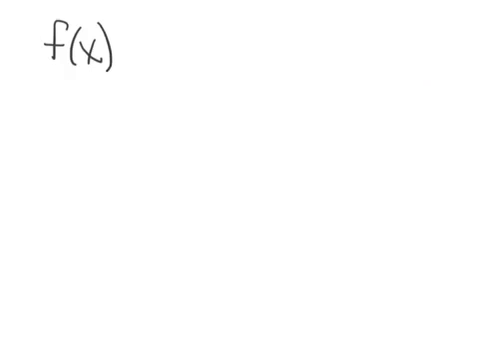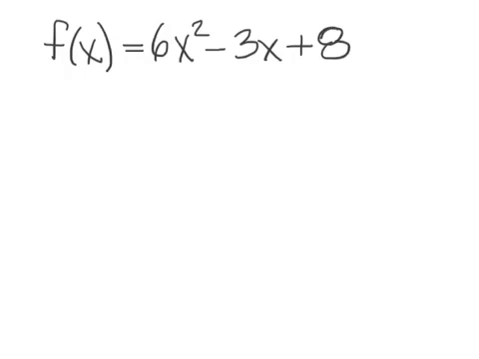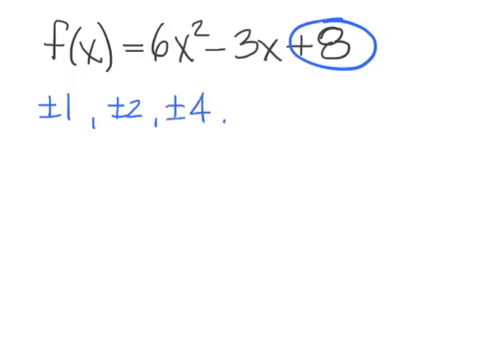If the problem is f of x equals, and we'll make this 6x squared minus 3x plus 8, then you would find all of your constant term factors first, and that's from this. So that would be plus or minus 1, plus or minus 2, plus or minus 4, and then plus or minus 8. So now you have to find all of these factors. And those factors by themselves are not possible roots automatically. It just means you have to have the list.